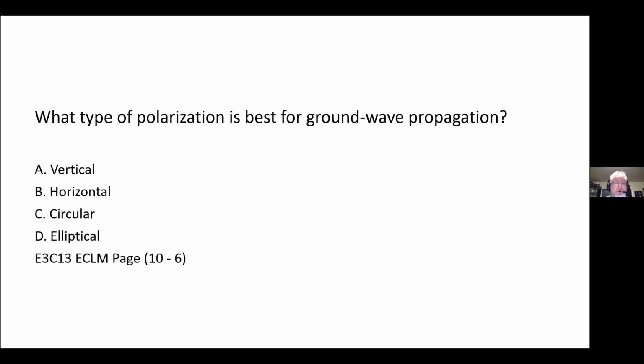What type of polarization is best for ground wave propagation? A, vertical, B, horizontal, C, circular, or D, elliptical? Alpha. Alpha is correct. Vertical is the best for ground wave propagation.